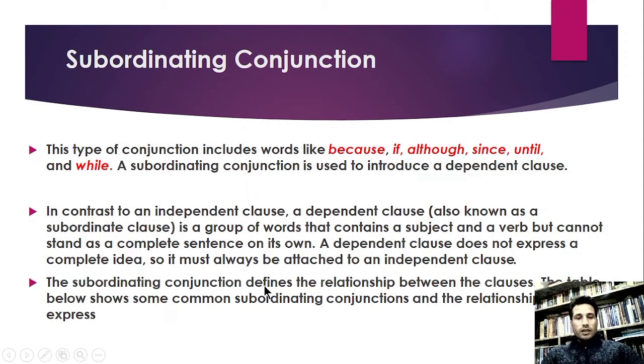The subordinating conjunction defines the relationship between the clauses. Now, what kind of relationship does it show? The table below shows some common subordinating conjunctions and the relationships they express. So there are certain relationships between the clauses, and the subordinating conjunctions show those relationships. Let's see what are those relationships.